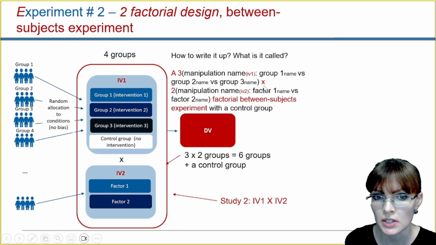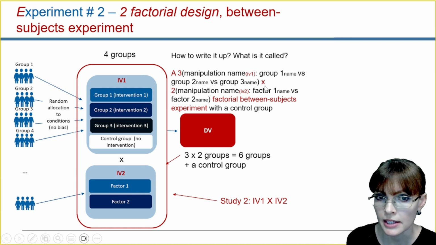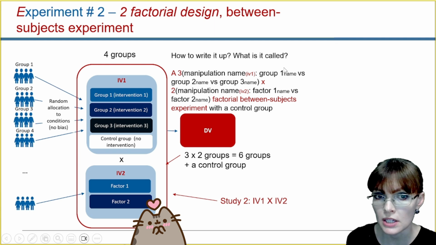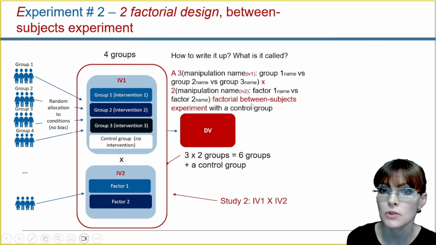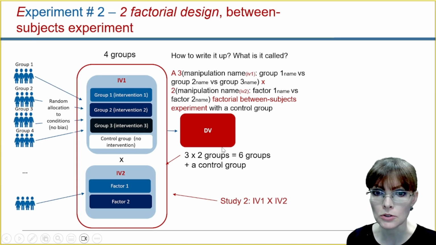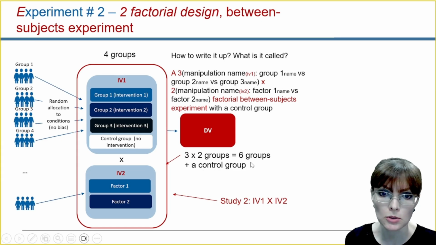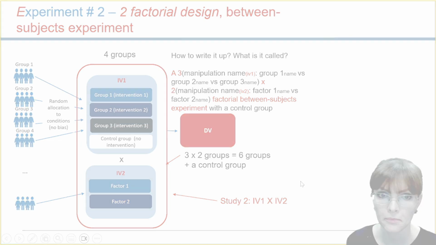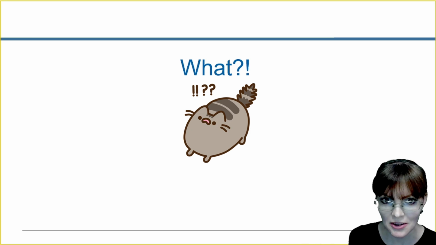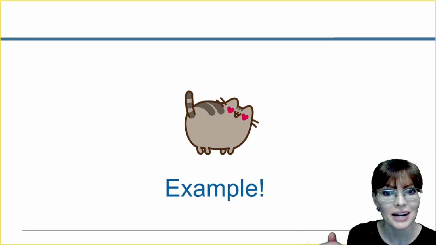Just to highlight once again, when there is an X sign between the first factor and the second, it means that all of these levels will be interacting with these levels, because my control group does not have any of these manipulations and their interactions. I've taken it outside the brackets. So this time I have 3 times 2, 6 groups plus a control group makes it 7 groups. You may be super confused now, so let me show you an example.